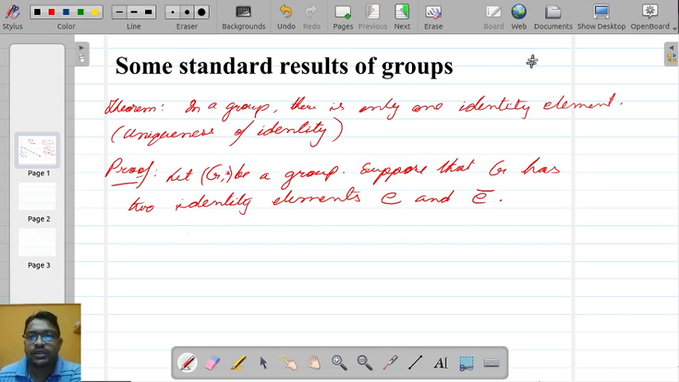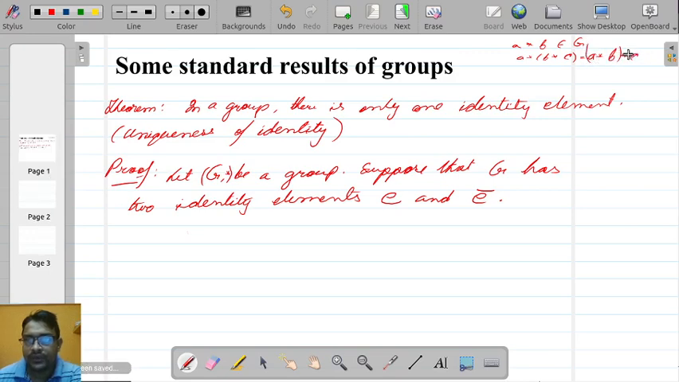Remember, there are only four properties. One property is that you take any two elements A and B, and A star B is always in G. Then you have the associative property: A star B star C is equal to A star B, then star C. Another is the existence of identity: there is an element E which satisfies A star E equals A equals E star A for all A inside G. And another is the existence of inverse: given any A inside G, there exists B inside G such that A star B equals identity equals B star A. So these are the properties which a group satisfies.